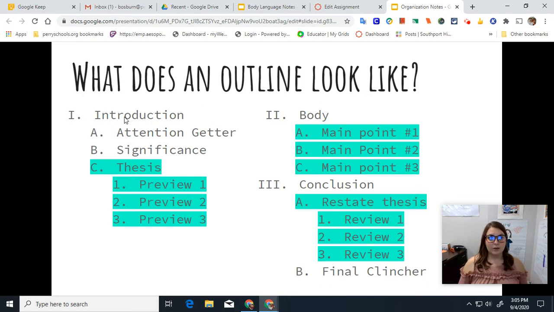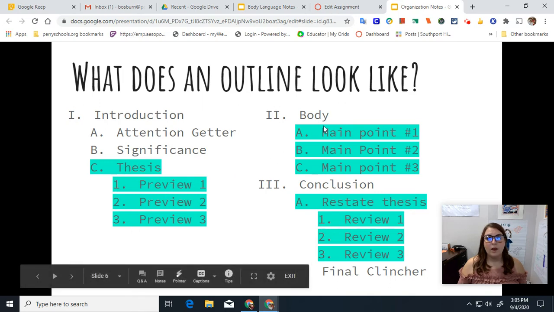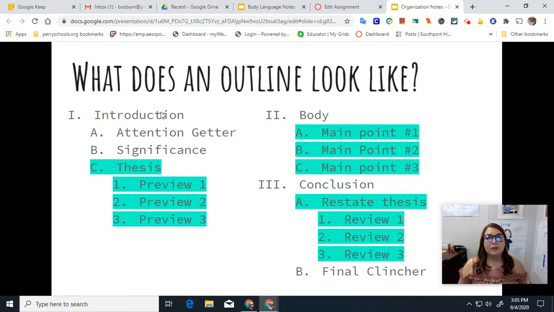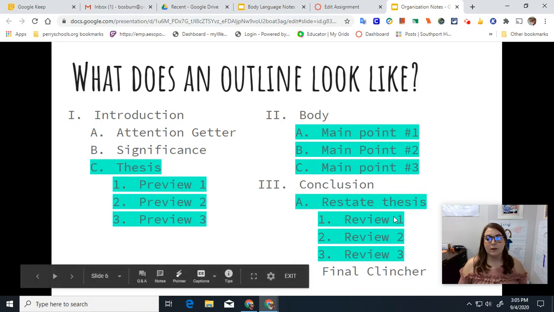It has an introduction, which leads with an attention getter, a significance, and the thesis and previews. The body contains your main points, and the conclusion, much like the introduction, is a review of your thesis and main points, and then ends with a final clincher.